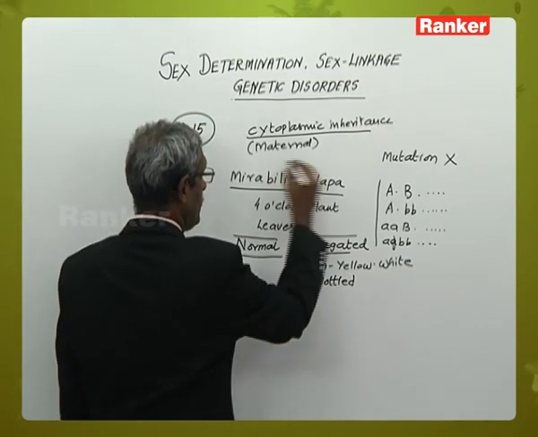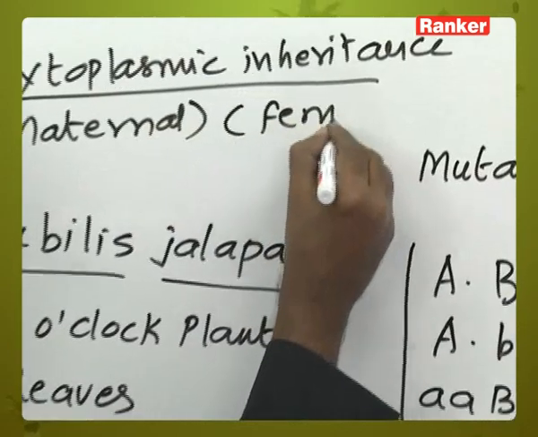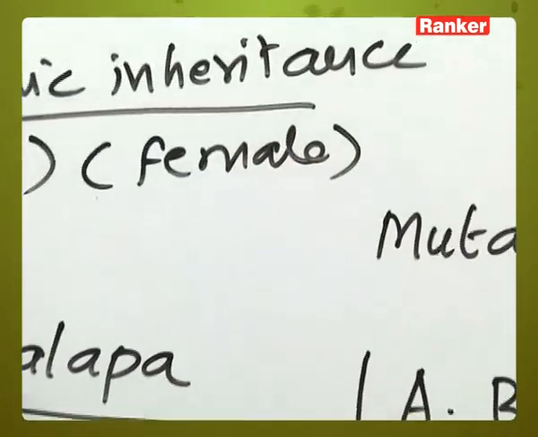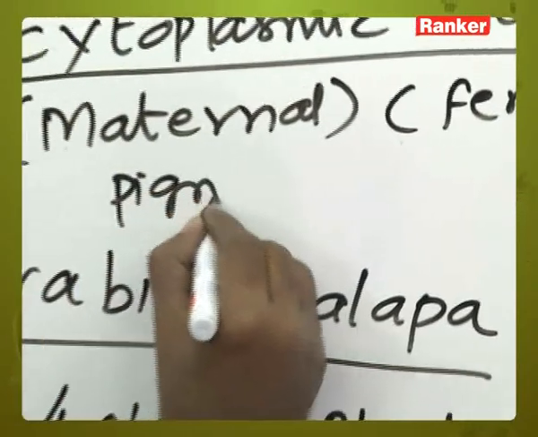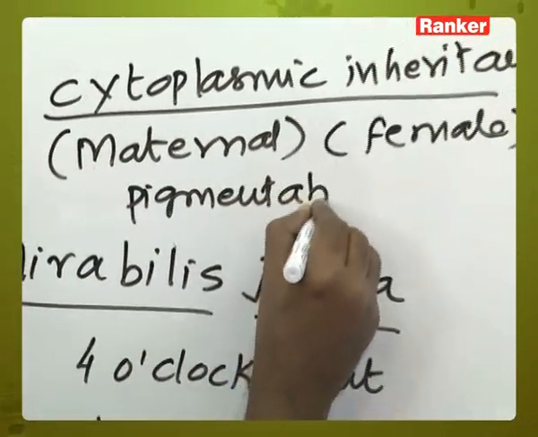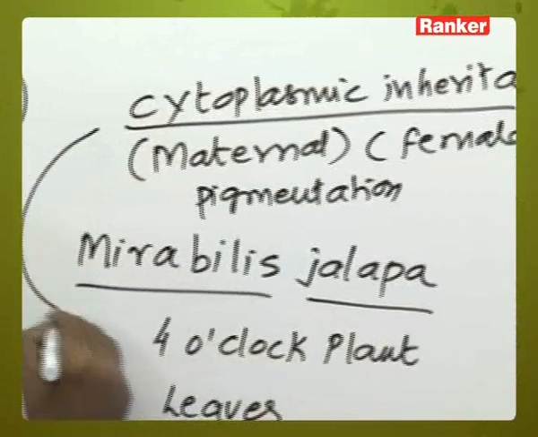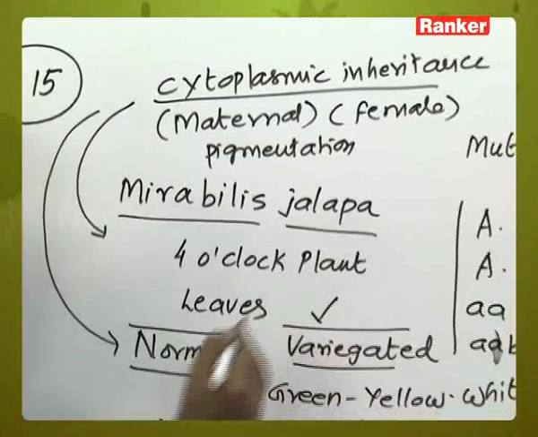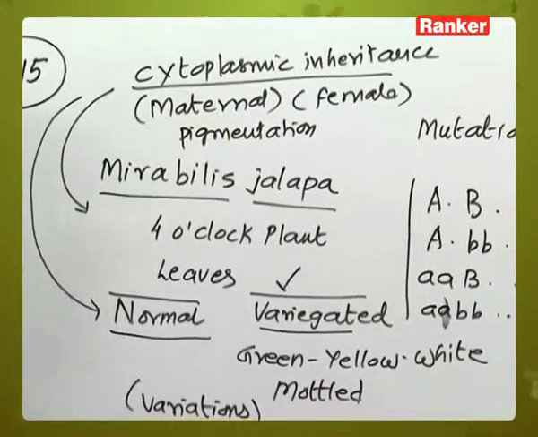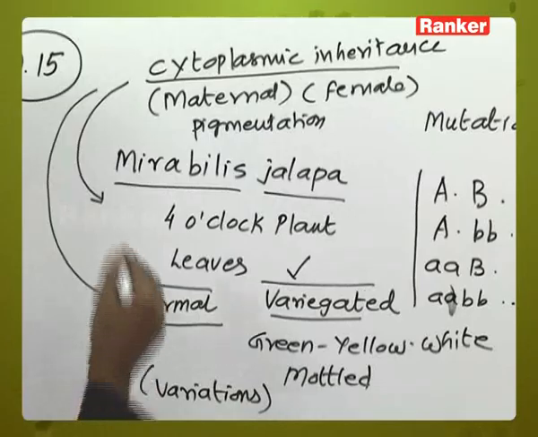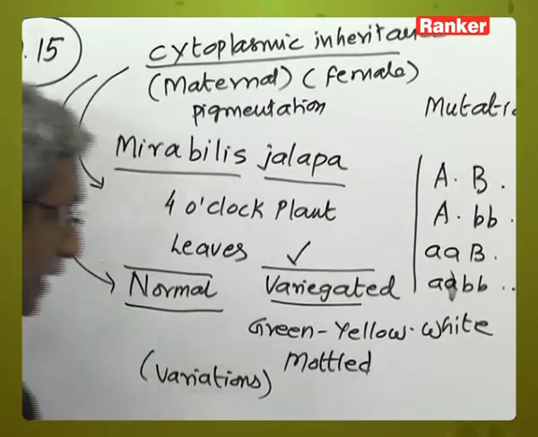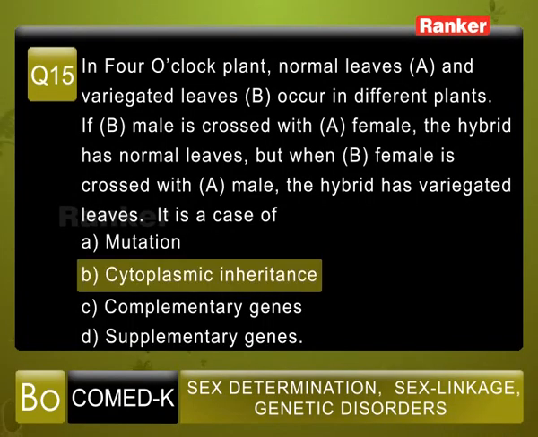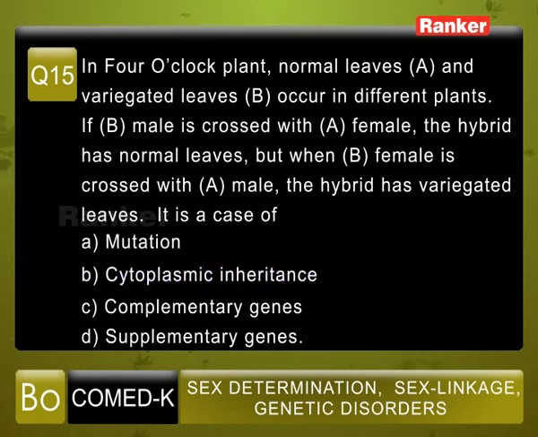So, any transmission via the female line related to pigmentation, as evident in Mirabilis jalapa, or as evident in terms of the character of variegation, is an example of cytoplasmic inheritance. So, the correct answer for question number 15 is B, which says that cytoplasmic inheritance is the pattern which is normally associated with the 4 o'clock plant.